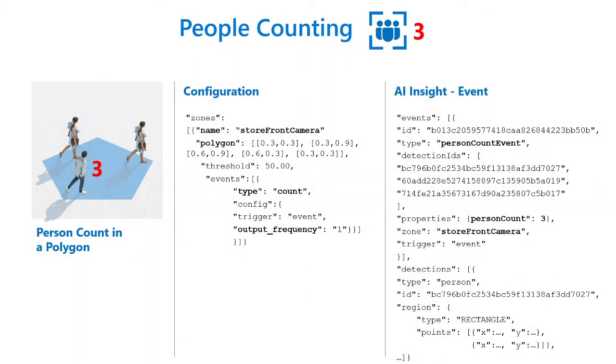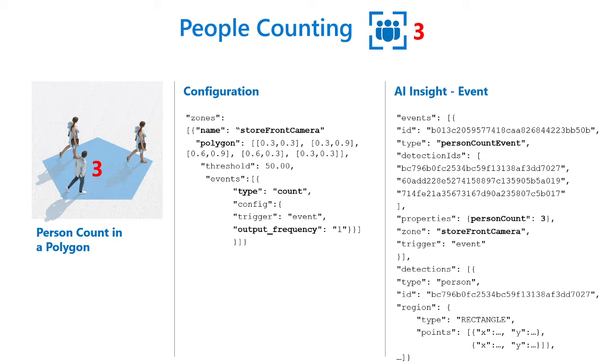The configuration of spatial analysis is all done through a JSON file. For people counting, let me show the configuration that you need to create the structure of the AI insight JSON that will be emitted by the container.